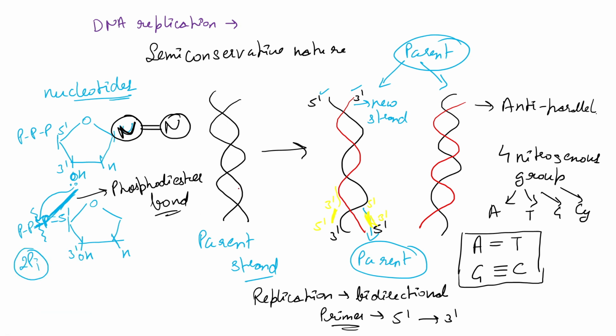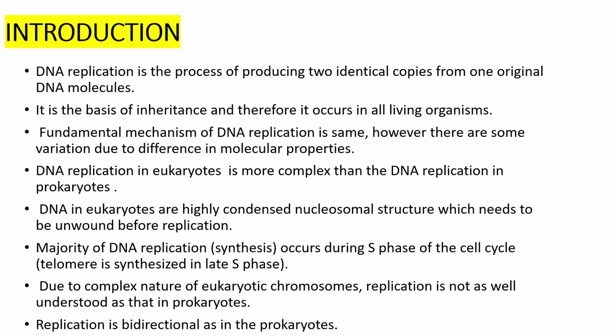So I think the basics are clear to you all. Now let's get started. This is the introductory part. DNA replication is a process of producing 2 identical copies from one original DNA molecule, as we have already studied. It is the basis of inheritance and therefore it occurs in all living organisms. It is the basis of inheritance because DNA molecules constitute genes which are passed on to the offspring.